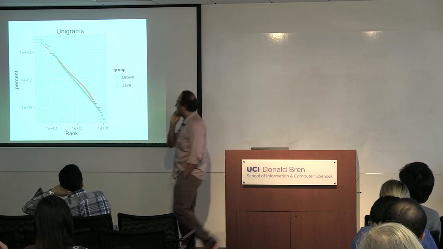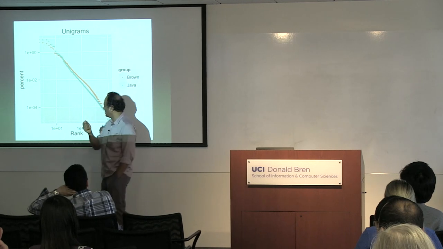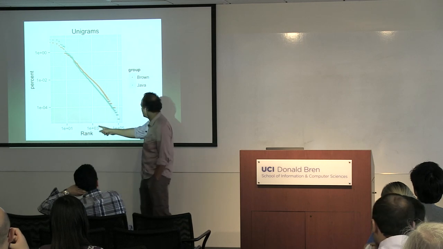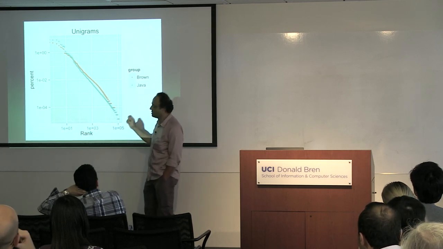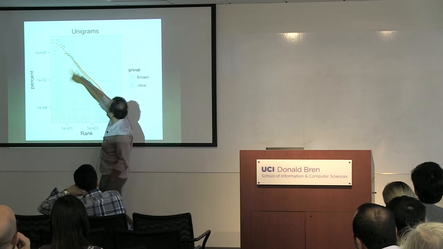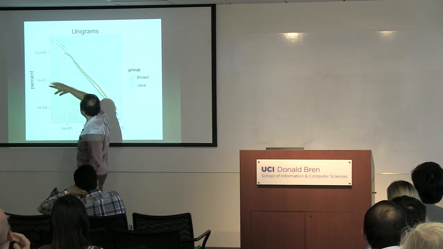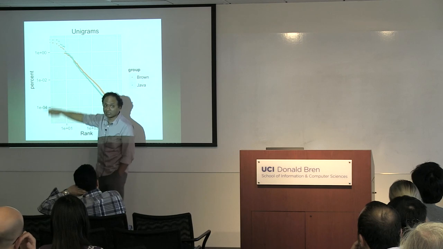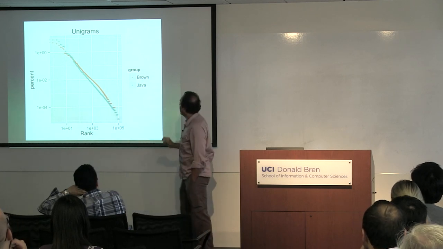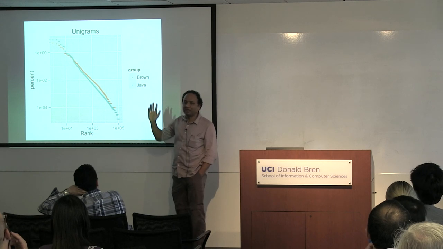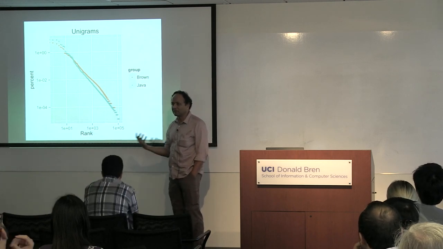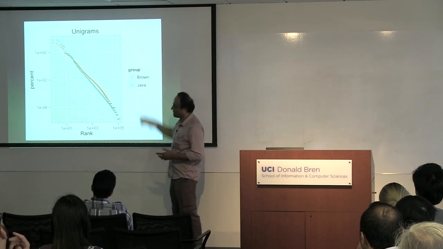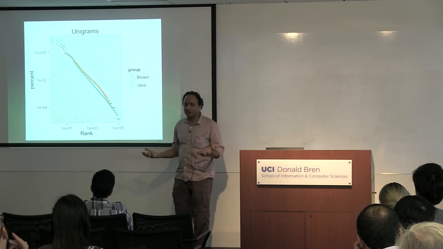This is the relative frequency of unigrams, that is single words, and the x-axis is the rank. This is the most frequent, this is the 1,000th most frequent, and this is the 10,000th most frequent. There are two corpora here, and the y-axis is the frequency. Notice the y-axis is log scale, so differences really matter. This is the Brown corpus, a very representative corpus of English drawn from a bunch of different sources. We did our best to select the Java corpus as well, quite broadly representative, from GitHub.